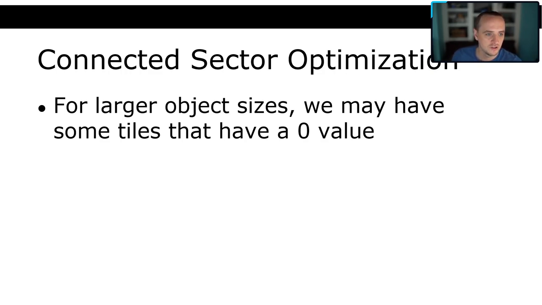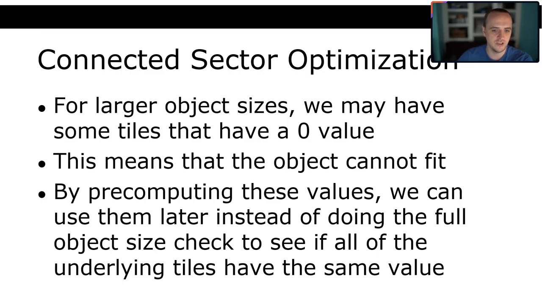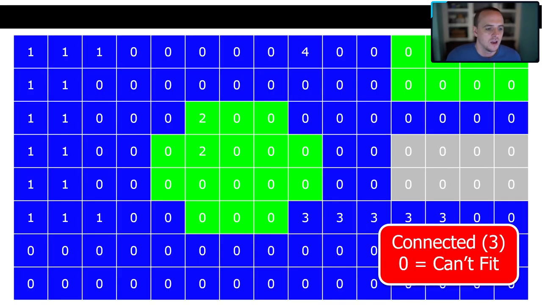For larger sized objects, we may have some tiles that have a zero value. This means that the object cannot fit. So by pre-computing these values, we can use them later instead of doing the full object size check to see if all of the underlying tiles have the same value. So what does that mean? Well, at some point in your legal action generation, you need to have this can fit function, right? So can an object of size 3 fit right here, for example? Well, it can fit right here, but it can't fit right here. And it turns out that in our connectivity map, wherever we have a 0, the object can't fit. And so later on, when I go to call can fit, I can instead just use the connectivity numbers instead of having to make 9 Boolean checks to see if all of these are the same as this one. Okay, see how that works? That's a little speed optimization that you can do.